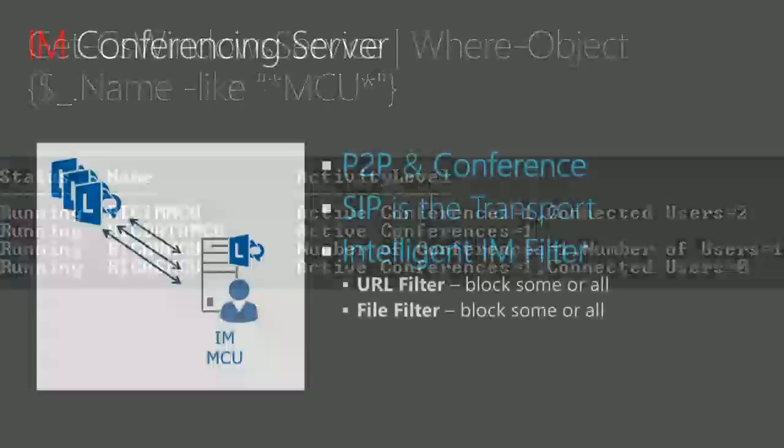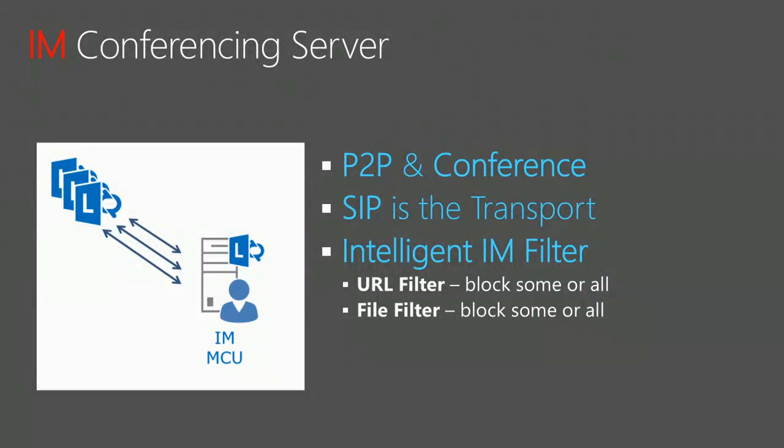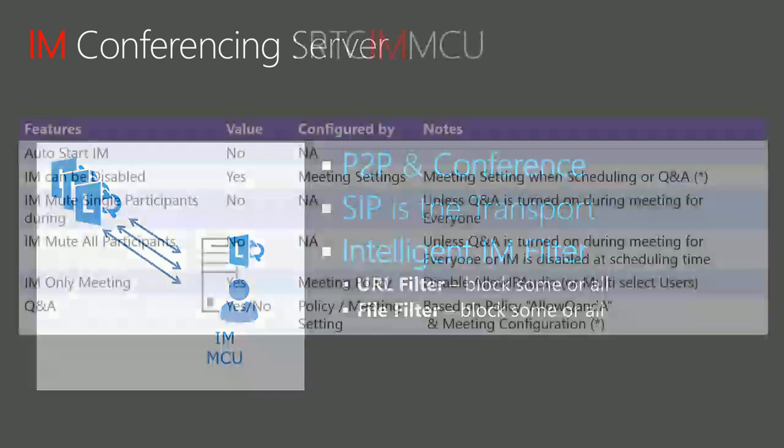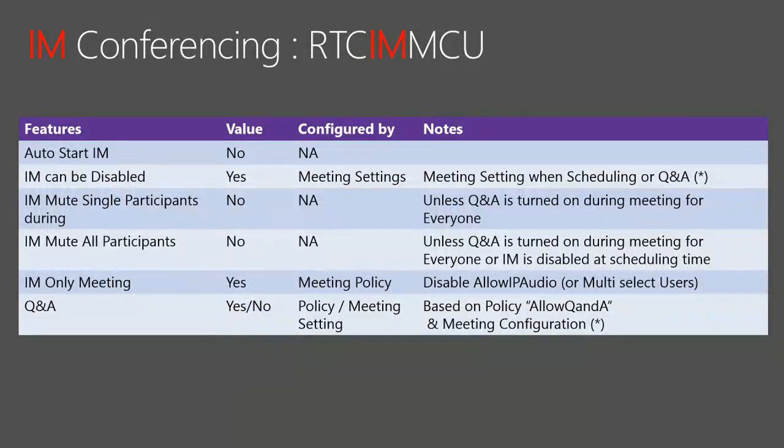And let's start with the IM conferencing server. This one is being used in peer-to-peer IM messages and conferences as well. It's basically SIP transport, and we can control it with the IM filter. And that's why it's also being used in peer-to-peer IM messages. So we have some different settings that we can do.